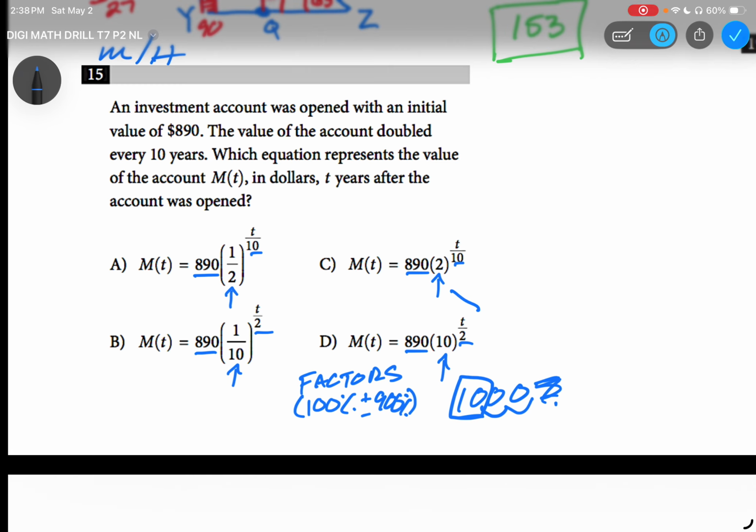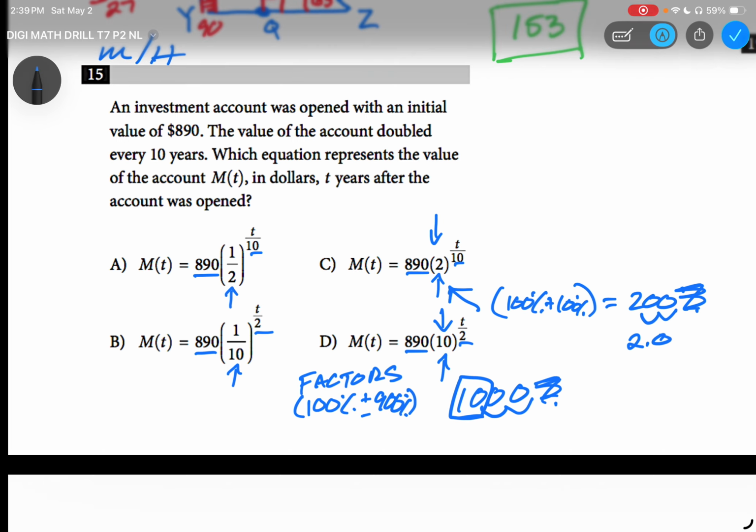What about this one right there with the 2? I know that represents 100% plus 100%, which equals 200%. If I turn that into a decimal, get rid of the percent and move the decimal over 2 places, that'll be 2.0. So now I know that is a factor of 2. This one is a factor of 10.